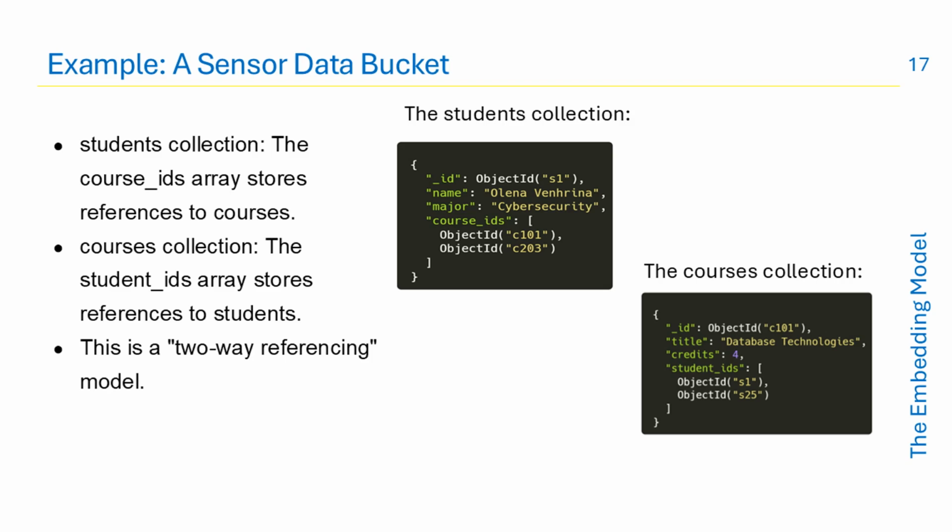When a student enrolls in a course, our application must perform two updates. Add the course ID to the student's array, and then add the student's ID to the course's array. This requires more sophisticated application logic.